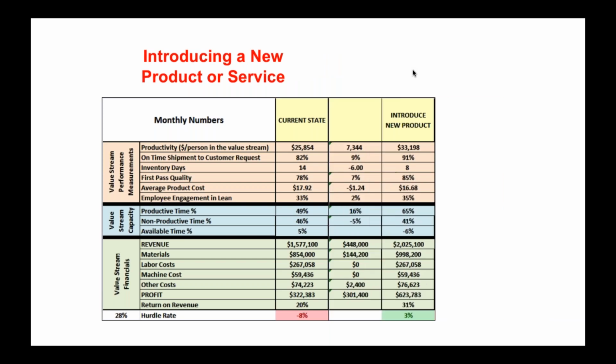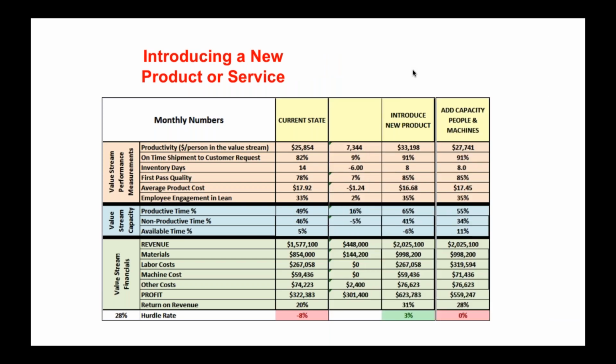So we revised the box score with the increase in capacity. So now we're at 11% capacity. You can see our labor cost has gone up from 267 to almost 320,000, and our machine cost has gone up from 59,000 to 71,400. So our costs go up because we need the capacity. Our profitability is still good. Our return on revenue goes from 20% to 28%.